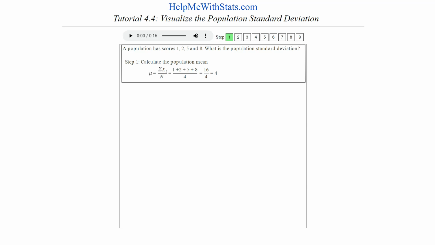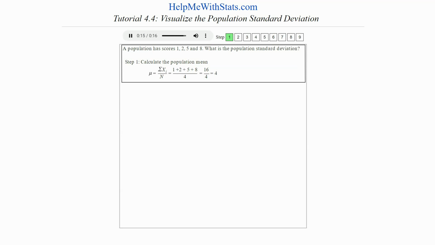HelpMeWithStats.com was used to create this tutorial that can help us visualize the population standard deviation. Let's work through the population standard deviation calculation, and we'll use some visual displays that will help us remember how the formula works. Let's start with the population scores of 1, 2, 5, and 8, which have a population mean of 4.